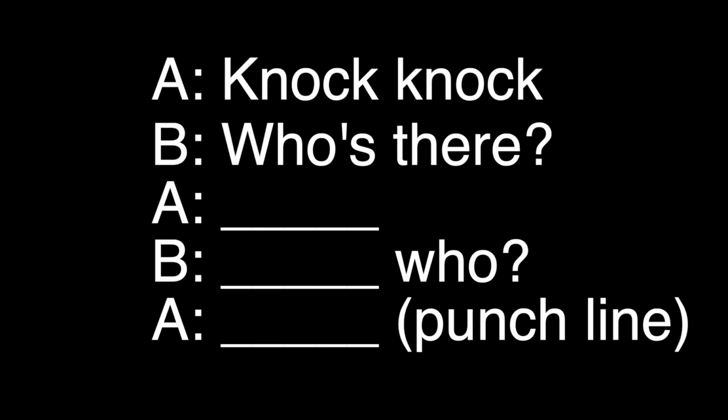One person says knock knock, the other person says who's there, and then I say something, and then you have to repeat what I said with the word who. And then I say the last line, the punchline. The punchline is the last line in a joke. That's usually what makes the joke funny. You tell the whole joke, and then you drop the punchline. Drop means to say. You deliver the punchline, and everybody laughs.